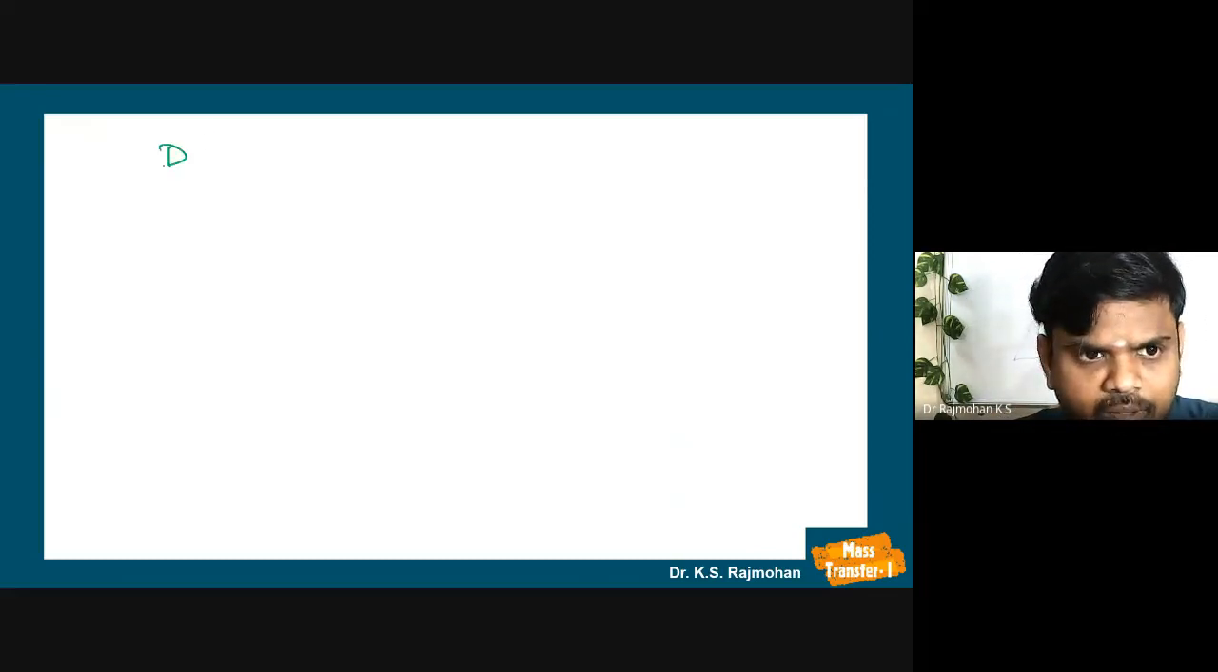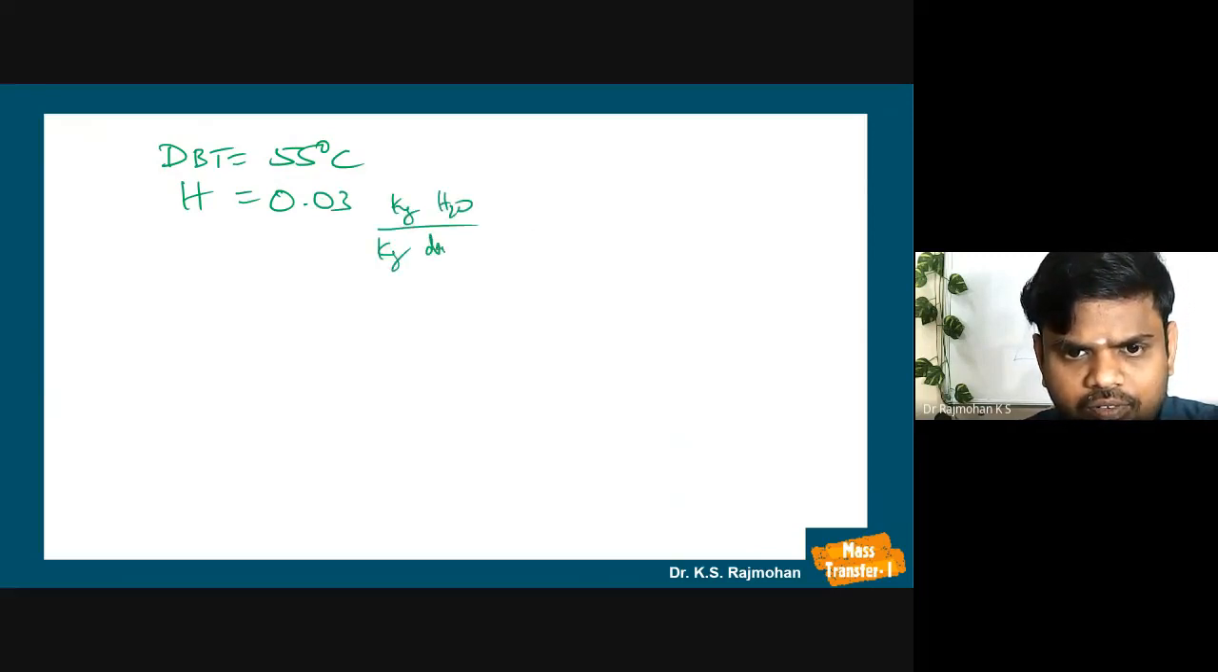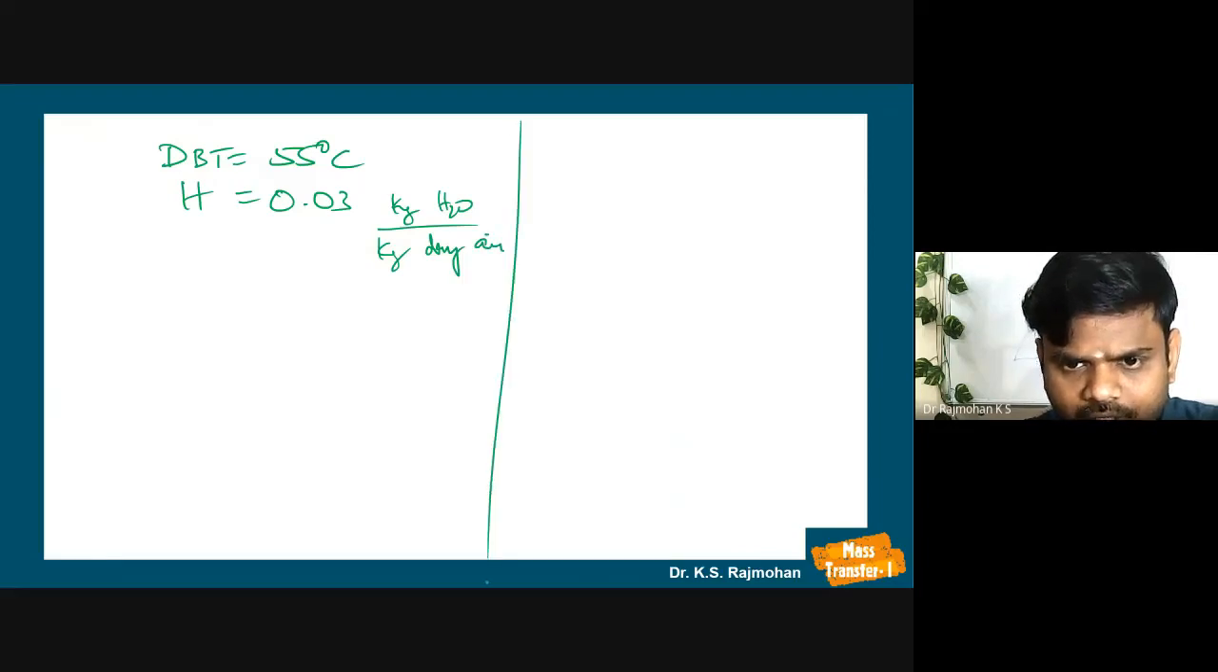So what are the parameters? We can also solve the same problem using the formulas. What are the data given here? The dry bulb temperature is given as 55 degrees Celsius, and the absolute humidity is given as 0.03 kg of water vapor per kg of dry air. Now this can be called Y or H, depending upon the notation. If it is in kg, you have this. Otherwise, you can write it as molar humidity.